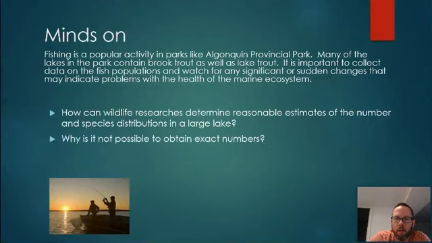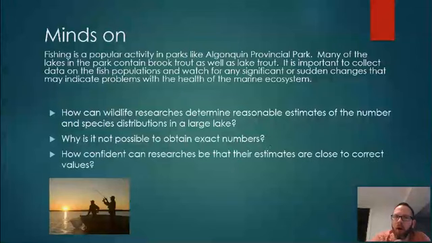And why is it not possible to obtain exact numbers? So hopefully that's obvious to you. You can't just go out and catch every fish in a lake and count them all, right? So instead, they might catch 1,000 and see how the different types of fish are distributed. If they catch 1,000 fish and say 250 are lake trout, well then it may seem reasonable to assume, okay, that's about 25% of the fish are lake trout.